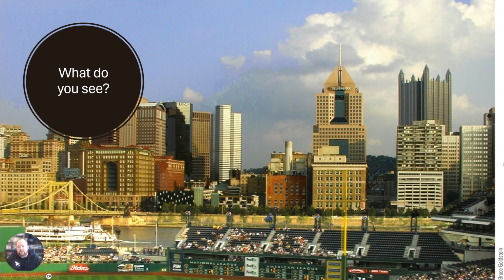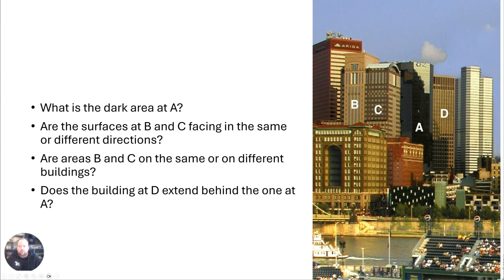So looking at this, this will be an example of how our schemas and our expectations start to impact our perception. Specifically, we're going to focus on this area over here on the left where we have a shadow. If we look at this area, we ask these questions: what is that dark area on A? Are B and C facing the same direction? Are B and C on the same or on different buildings? And does the building at D extend behind the one at A?